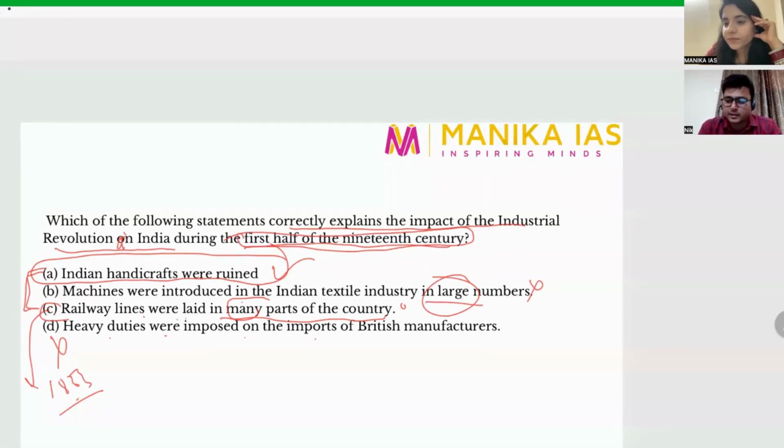Railway lines, again, as ma'am mentioned, in 1853 we had the Bombay to Thane railway line, right? But it was not in many parts of the country. So you have to get the keywords in order to solve the questions. Again, heavy duties were imposed on Indian goods being exported to England. So in a way it ruined the Indian market. That's why option A is the most probable. You have to come to the most probable answer in the prelims examination specifically.